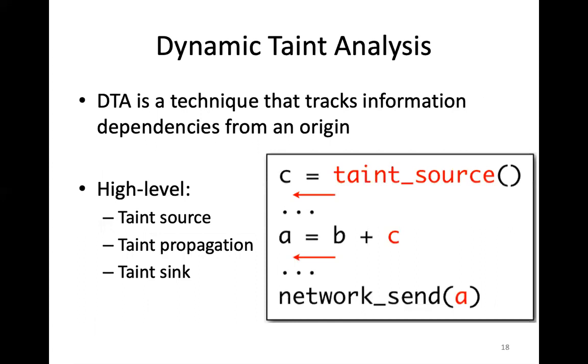Okay, so now we have already seen dynamic taint analysis. It's a method that tracks information dependencies from an origin. At the high level, we have seen that there are taint sources from which you taint some piece of data, and then taint propagation, which is statements where taint moves from one variable to the other. In this particular case, if C is tainted, the result of any computation that involves C as a source variable is also tainted, and this is the network sink where something that is tainted is being sent over the network.